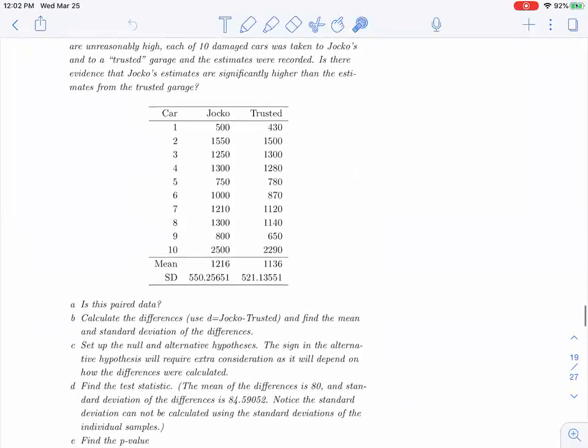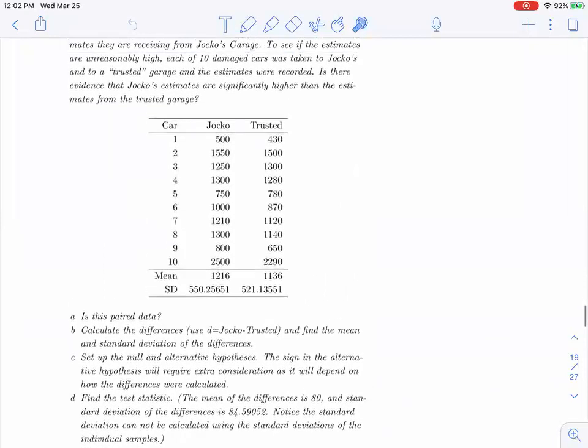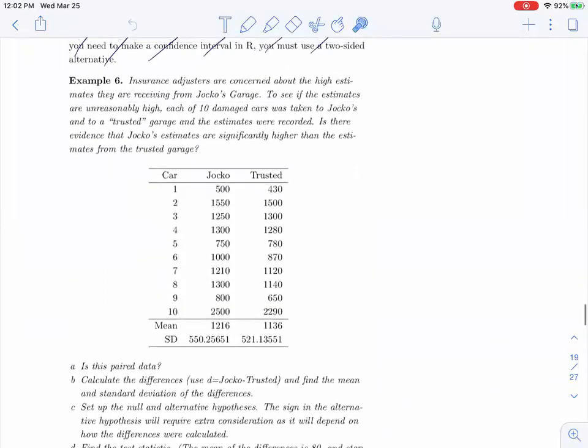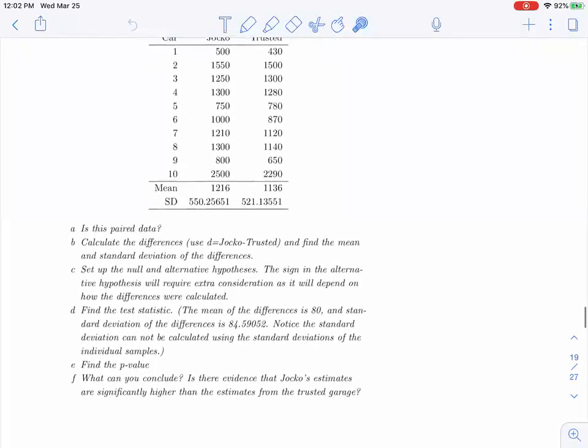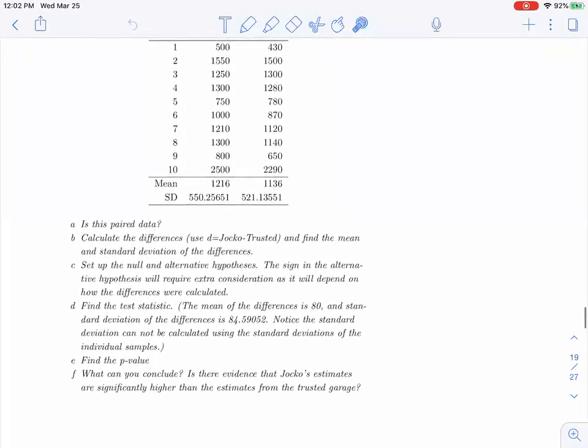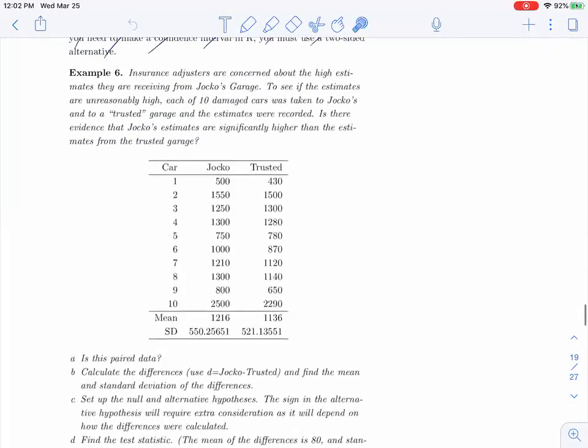I used to have the differences here. Is there evidence that Jocko's estimates are significantly higher than the estimates? Yeah, okay. This one used to be kind of hard, but now I've made it a little bit easier. Significantly higher than the estimates from the trusted garage.